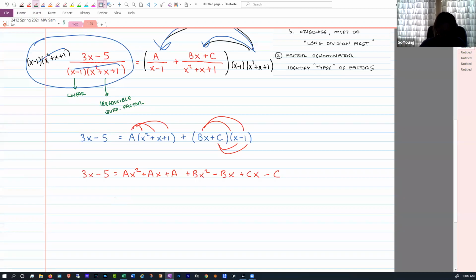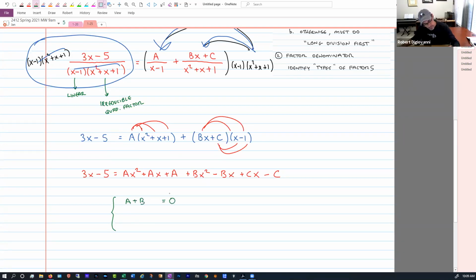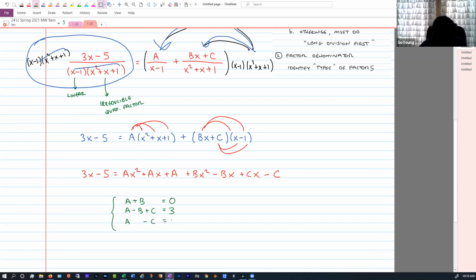It's just equations, right? Yep. So first one, I got A plus B equal to 0. The second one is A minus B plus C equal to 3. And third one, I got A minus C equal to minus 5. Does anybody disagree? So we're all okay. I see everyone shaking their head no.